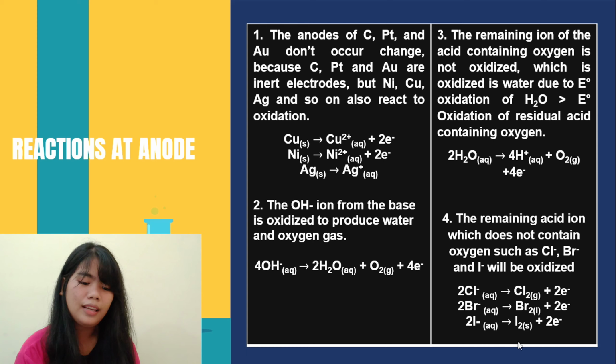And third, other metal ions which are not included in the above group are reduced and they precipitate on the cathode. You can see the example like nickel ion, cupric ion and silver ion.